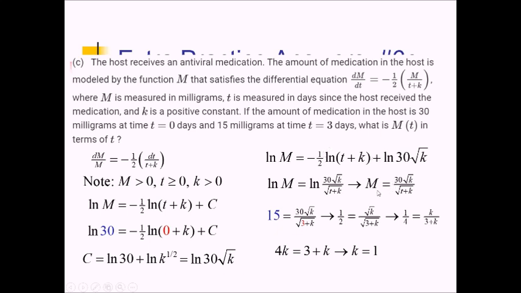So let's just go back to this one right here, where we had m equals 30 radical k over radical t plus k, because this one almost has m fully expressed in terms of t. We just have to take the extra step of actually plugging 1 in for k in this form of the equation up here. So if we do that, we can write this as just m equals 30 over radical t plus 1. And this is as good as it's going to get.